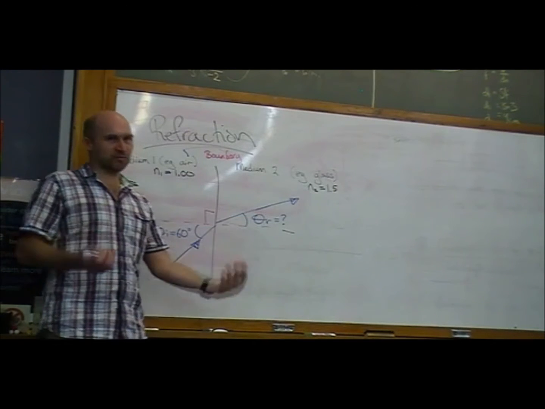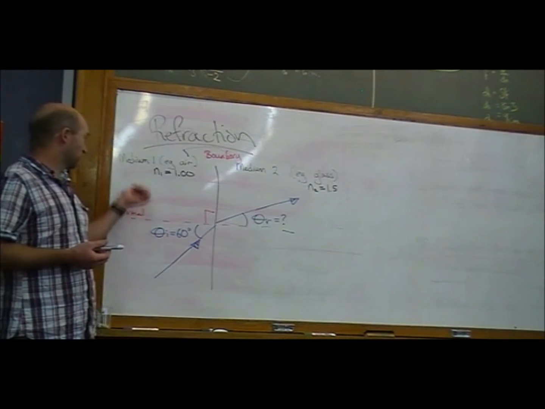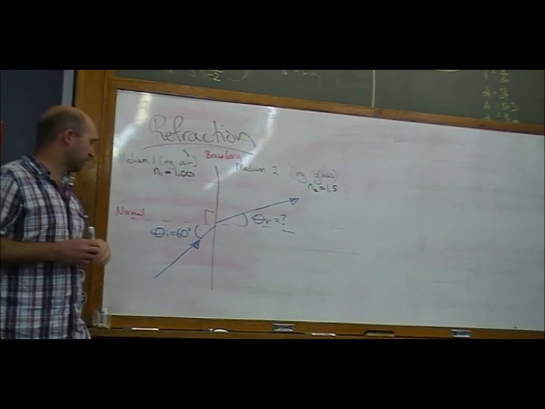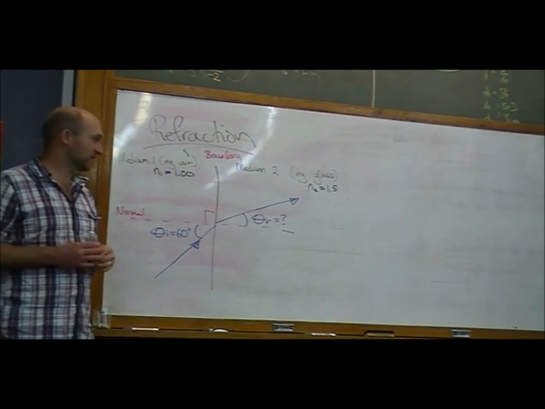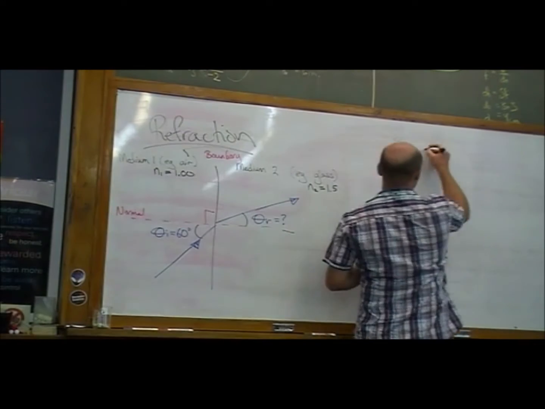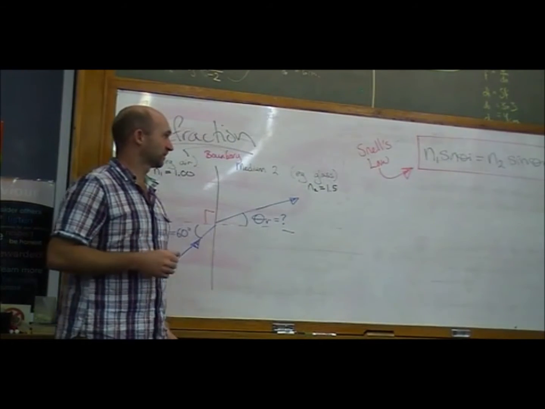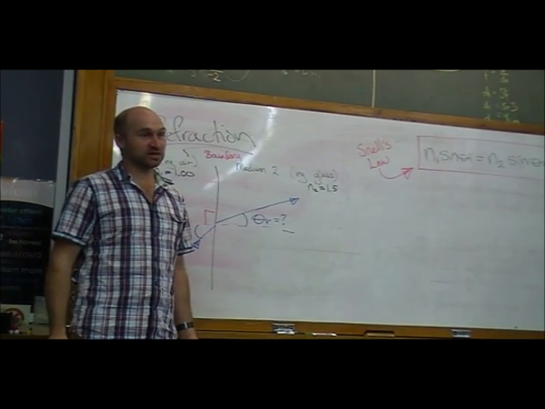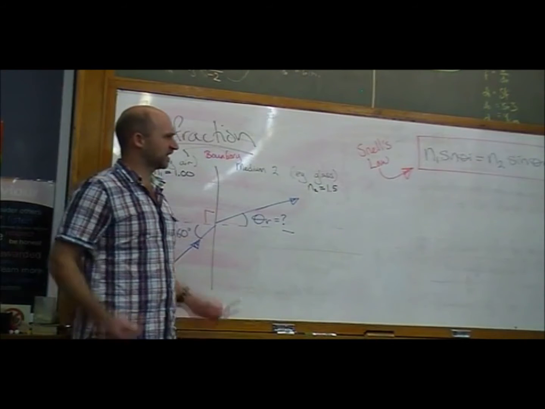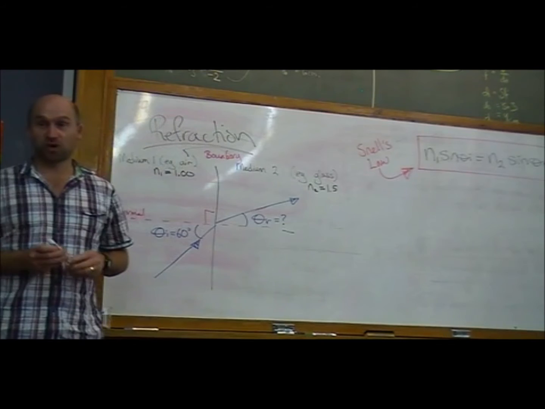And a really typical classic question that you might get about refraction is we've got medium 1 of air, 1.00, medium 2 of glass, 1.5, angle of incidence of 60 degrees. How much is the angle of refraction? So, we've got Snell's law. n1 sine theta i equals n2 sine theta r. So that's the equation that we can use to solve all of our refraction problems.